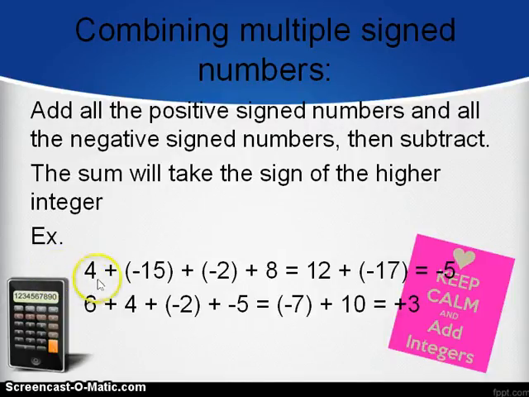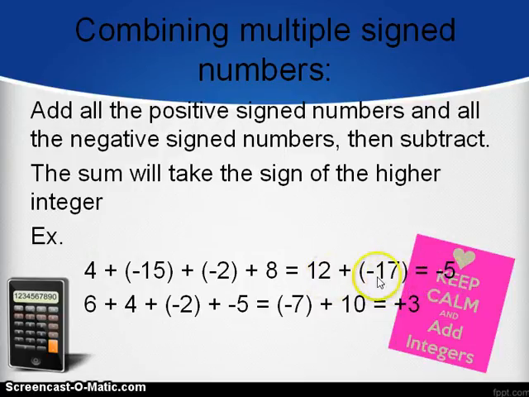If we have positive 4 plus negative 15 plus negative 2 plus positive 8, we have to add the positives. So the positives are 4 and 8. That will give us 12. And negative 15 and negative 2 is negative 17. So now we have two different signs. The rule is if we have different signs, we have to subtract the smaller number from the bigger number. So that will be 17 minus 12 is 5.